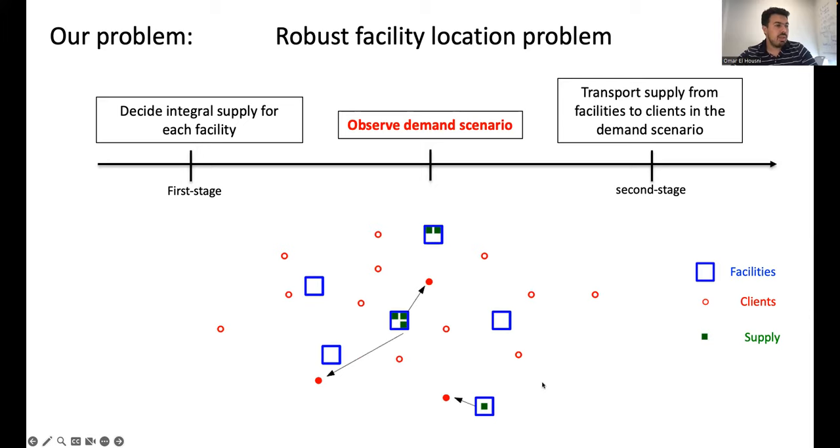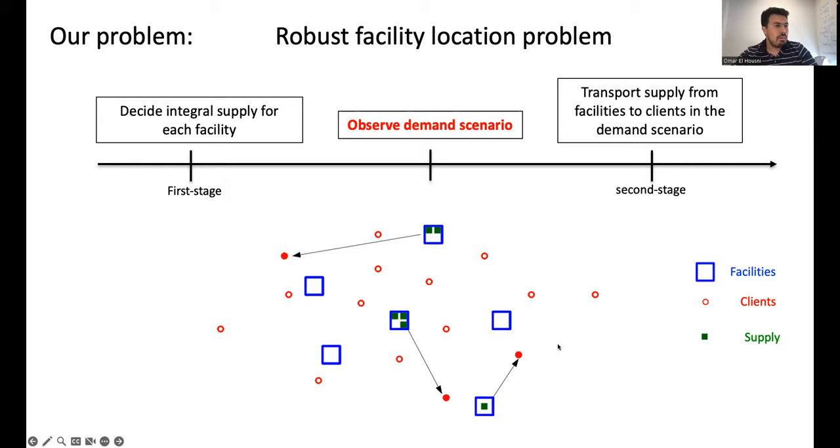So maybe I'm going to transport one unit from here to this client, another one here to this client, and then this client will be satisfied from this unit. I could get another demand scenario, and then my solution for the second stage is going to be, again, different. And then right now I'm using this unit to get this client and so on and so forth. So this is the problem that I'm looking at.